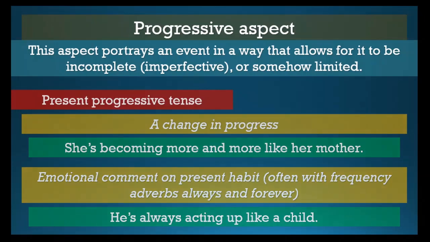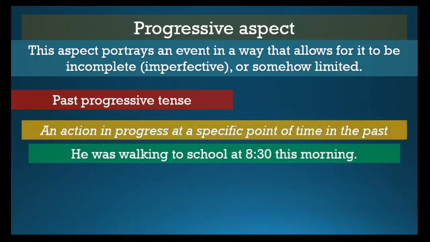Now let's proceed to the meaning and uses of the past progressive. This tense aspect allows speakers to express an action in progress at a specific point in time in the past. An example would be, "He was walking to school at 8:30 this morning." In this sentence, the subject has begun walking but has not yet finished since this is in past progressive. The intention here is to capture an ongoing event in the past which may continue up to the present time.